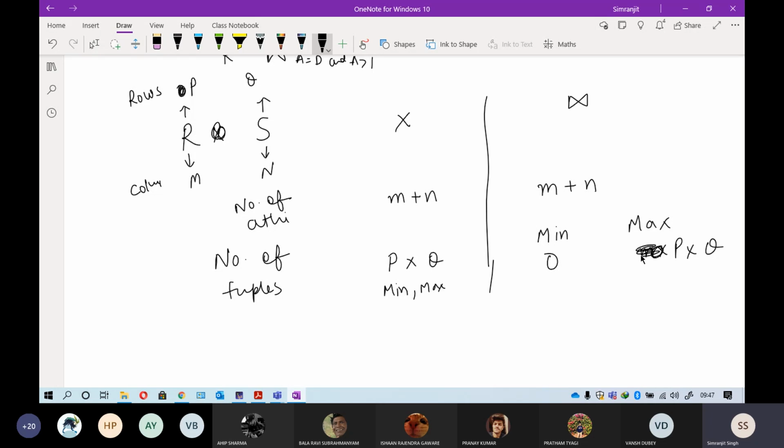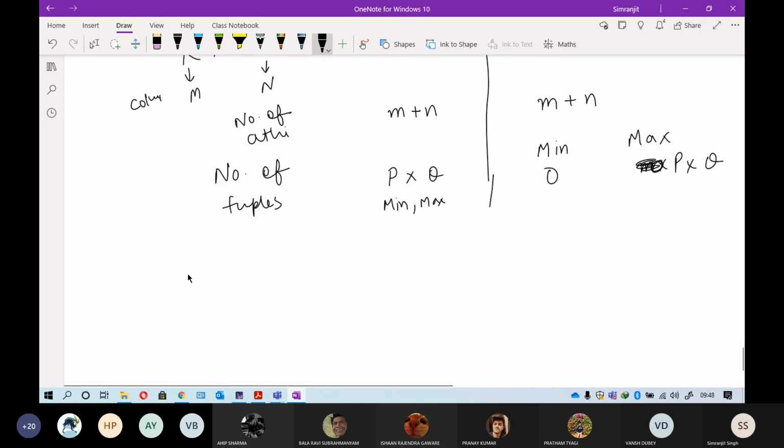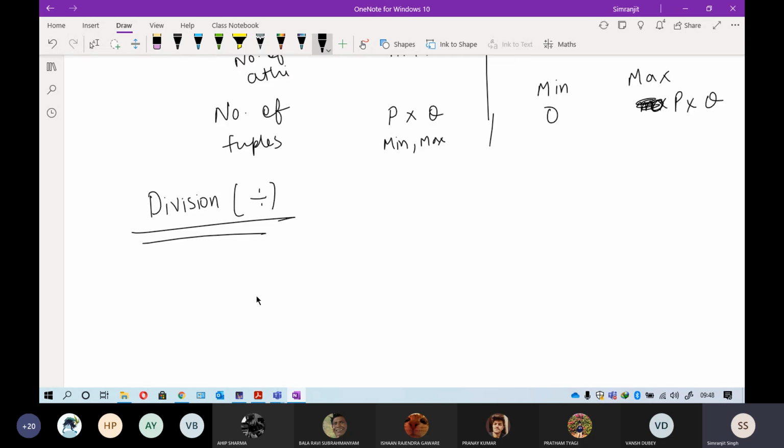Okay. So the natural join I think we will discuss after some time, but I'm more concerned with the one operator that is left, that is the division operator. Division is a bit different operator than what you have seen. The implementation is also a bit different. It's a little bit complicated, but it's very easy to understand.